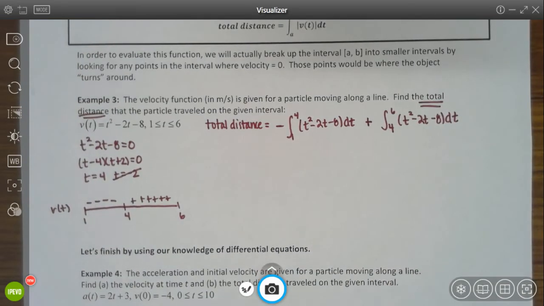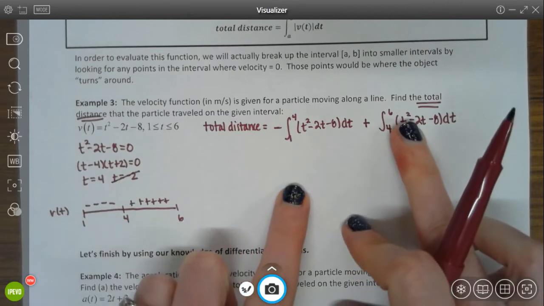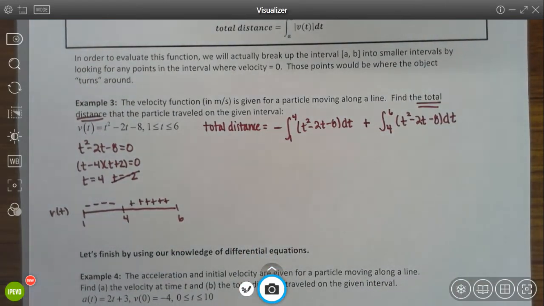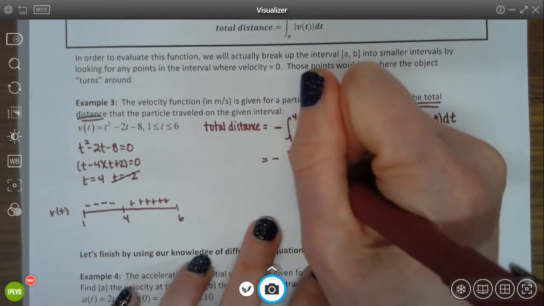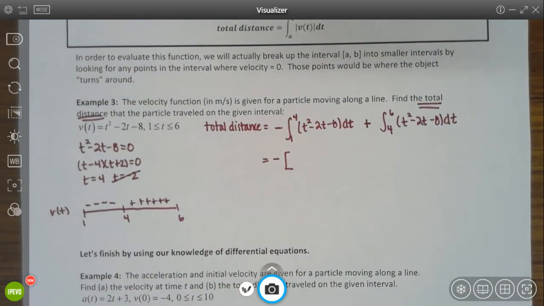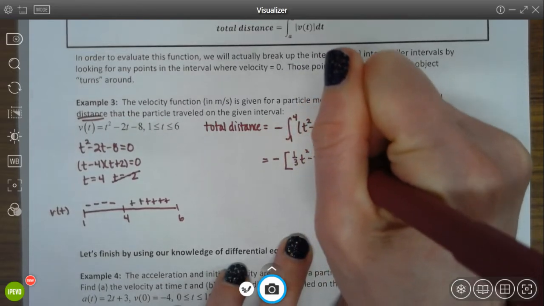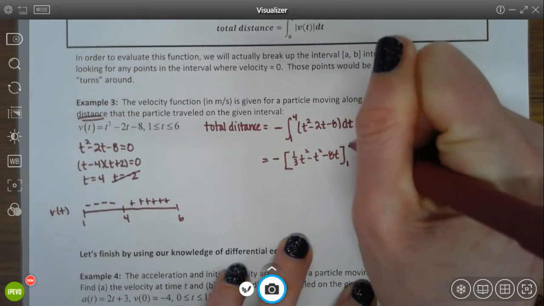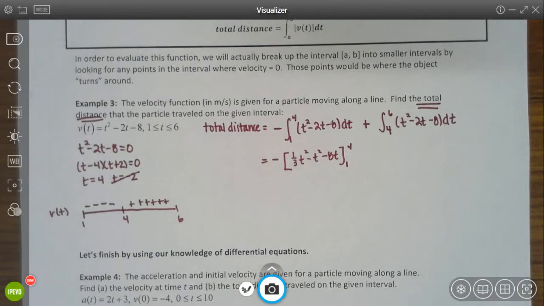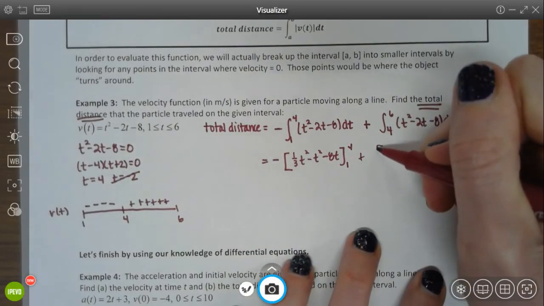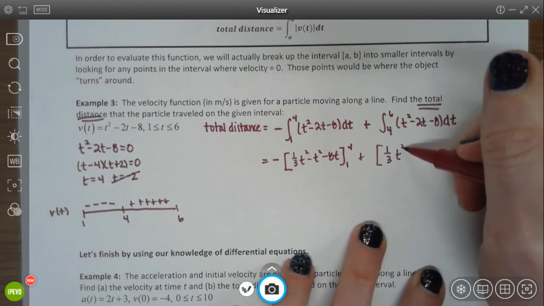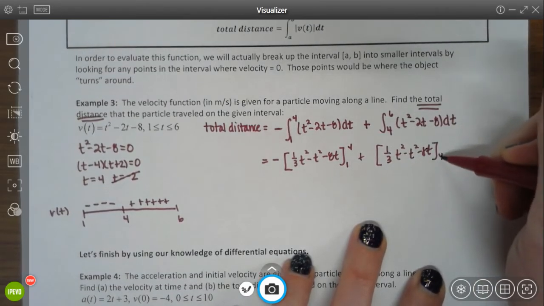So now I'm finding my totals from 1 to 4 and 4 to 6, which would give me my total distance traveled from 1 to 6. All right, so just like anytime we have a definite integral, I'm going to keep the negative sign out front of this first guy, and I'm going to anti-differentiate that function, which we did in example 2. It's still the same thing. It's 1/3 t cubed minus t squared minus 8t. We're going to evaluate that from 1 to 4. And then I'm going to add on that same antiderivative, because it's the same function, evaluated from 4 to 6.